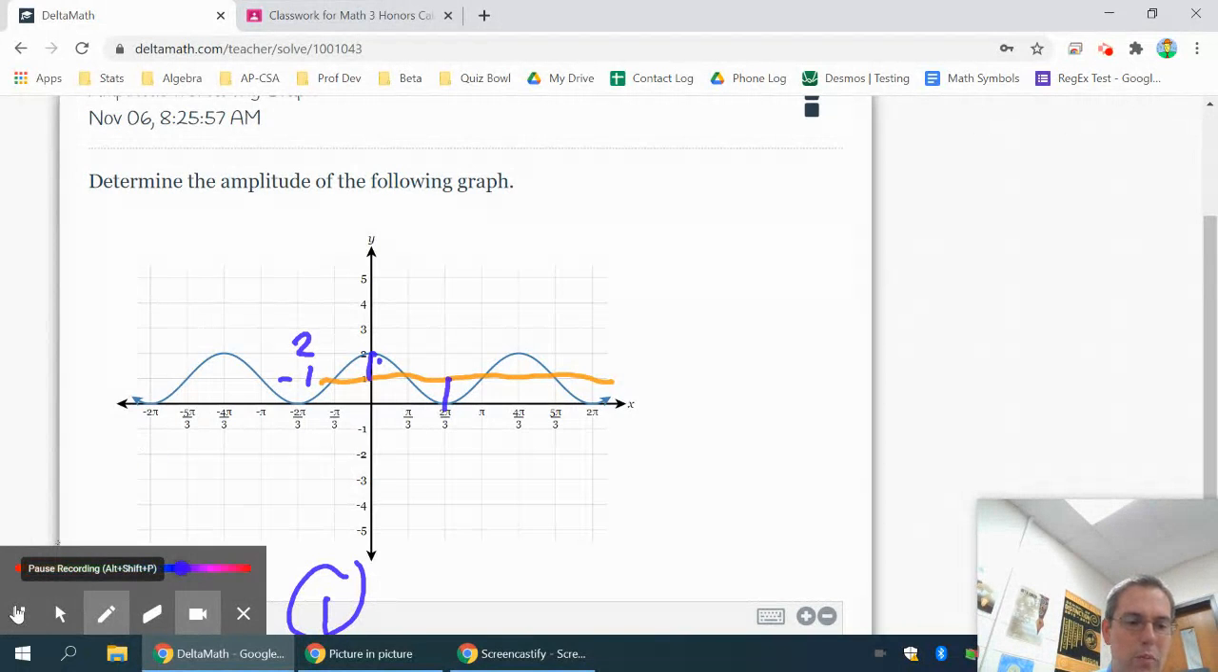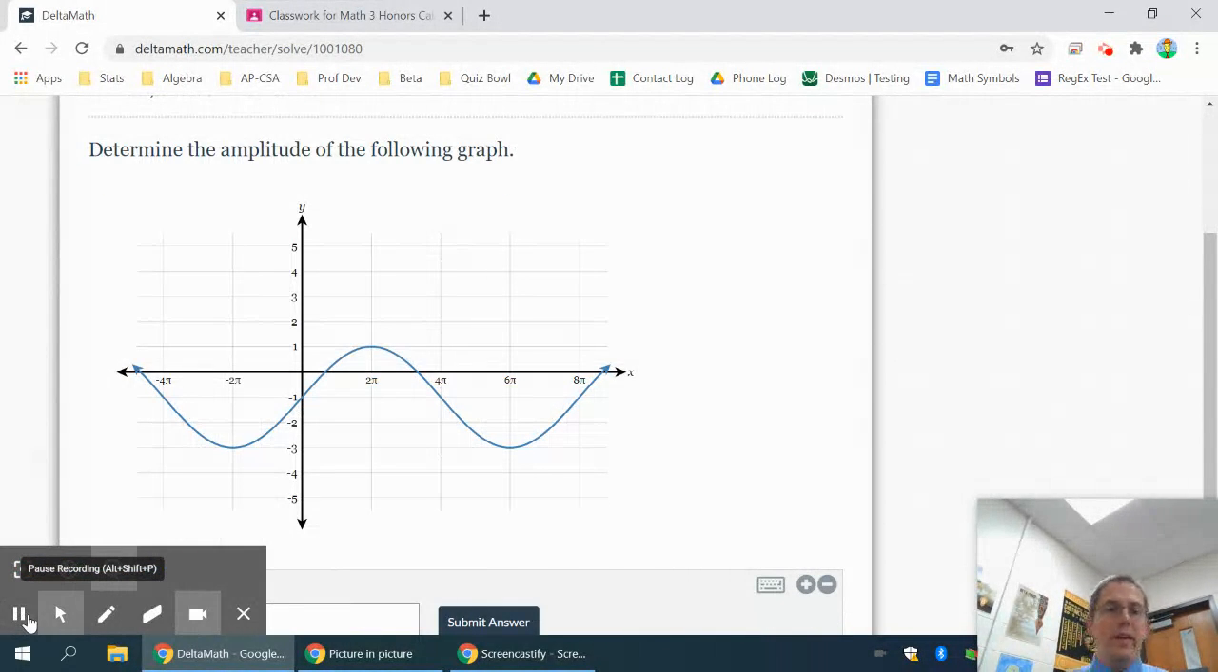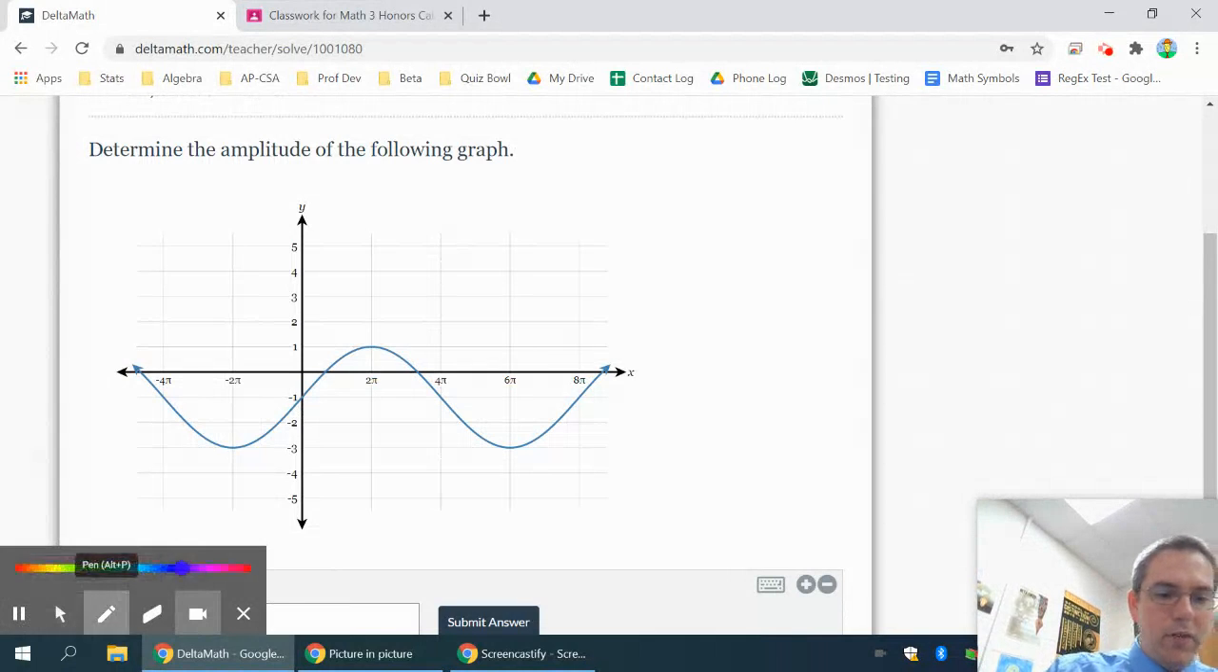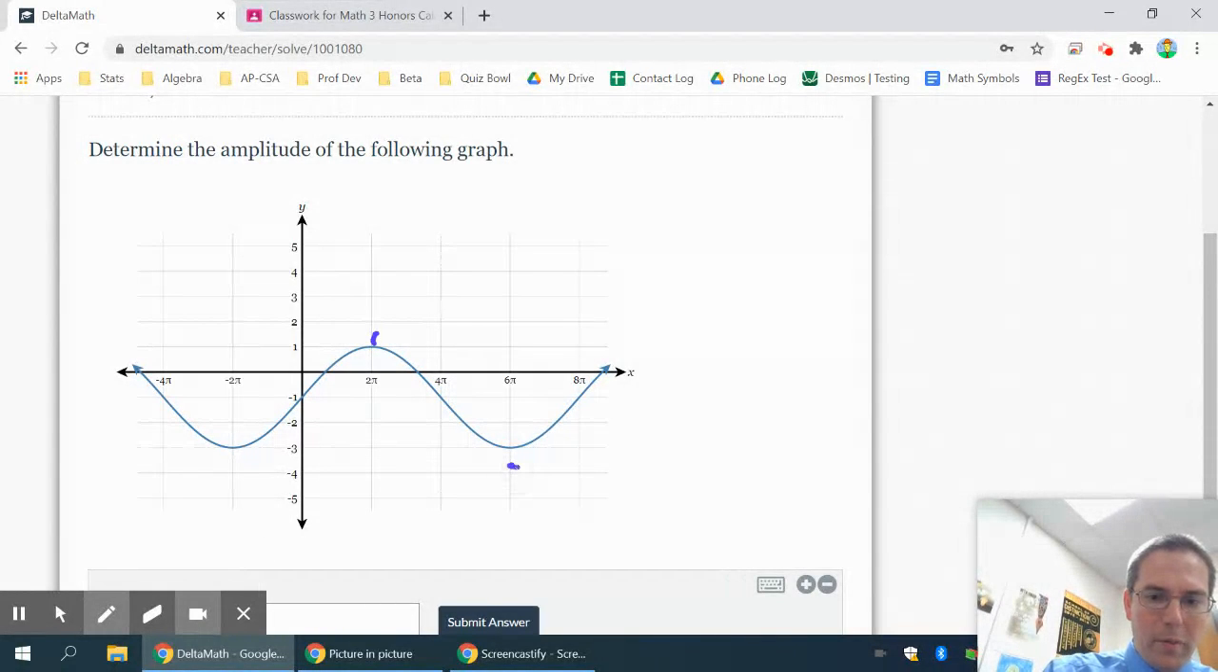We'll do one more amplitude. Once again, it's asking for amplitude, but I need the midline first. So what's in the middle of positive 1 and negative 3? The maximum at positive 1, the minimum at negative 3. If I were to add those together, I would get negative 2 divided by 2 is negative 1, and you can tell that line really is in the middle.